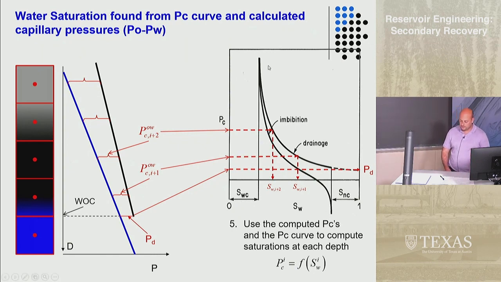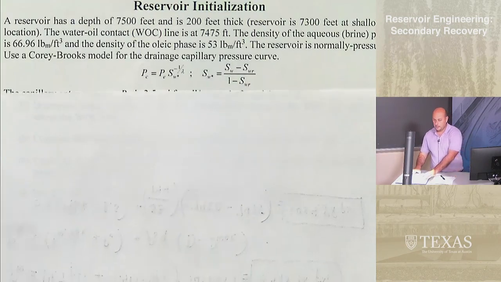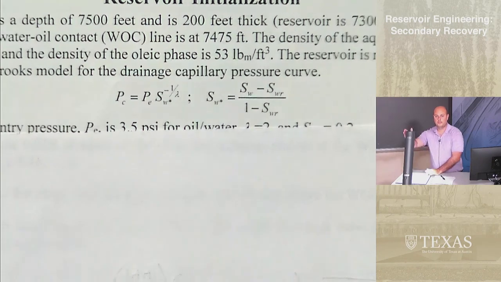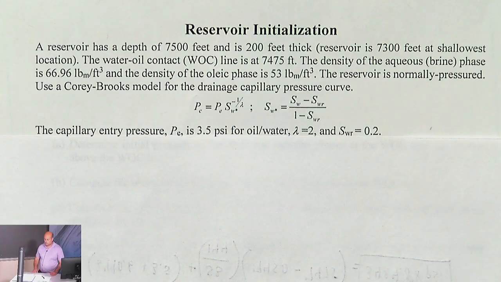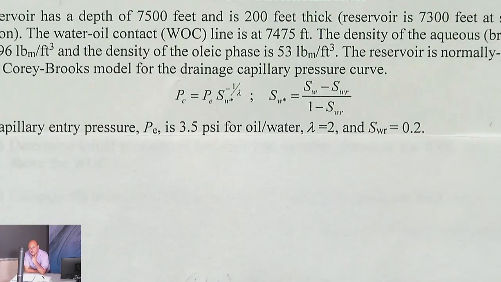You can use a plot, or in our case, we have a formula. The formula is the Brooks-Corey model. Capillary pressure, which is the oil pressure minus the water pressure, is equal to the capillary entry pressure, that's 3.5 psi, times SW star to the power of minus 1 over lambda. Lambda is equal to 2. And SW star is given as the water saturation minus the residual water saturation, divided by 1 minus SWR. So if we know the capillary pressure, then we can use that formula to back-calculate SW star. And once we have SW star, we know SWR, which is 0.2, we can calculate SW.